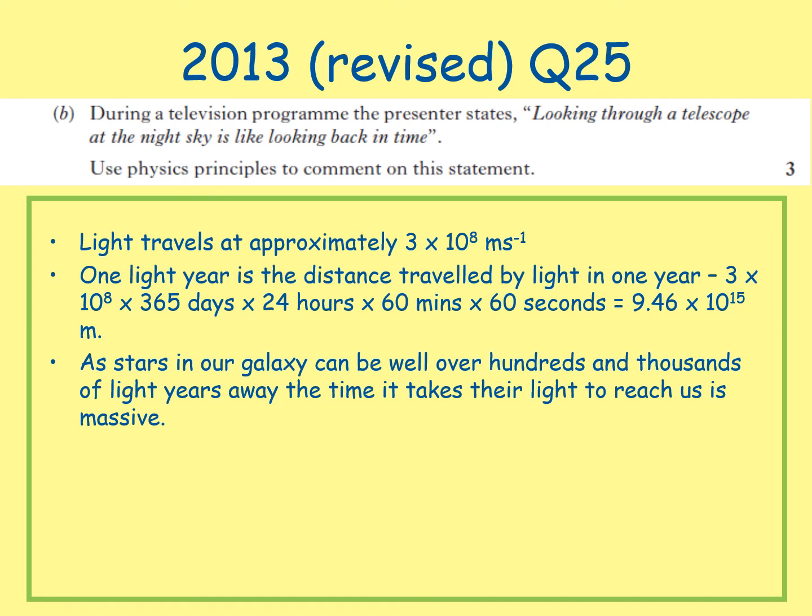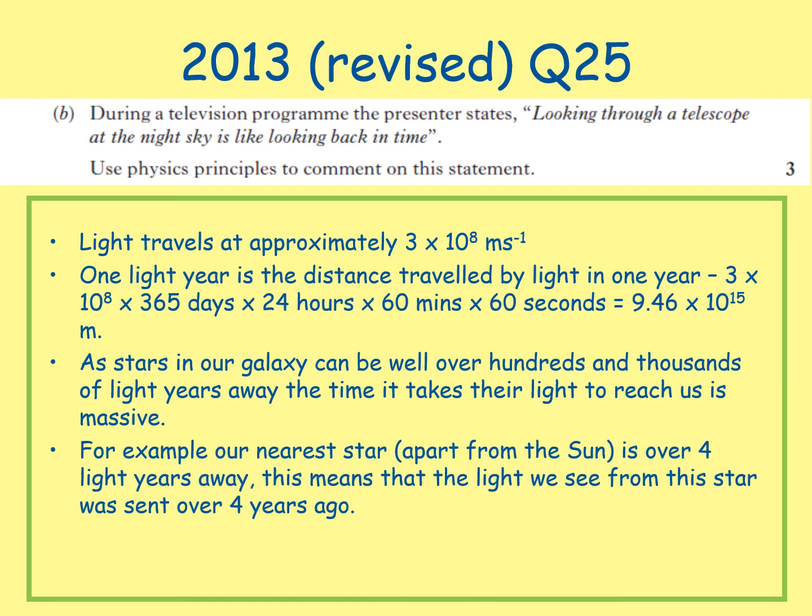As stars in our galaxy can be well over hundreds and thousands of light years away, the time it takes their light to reach us is massive. For example, our nearest star, apart from the Sun, is over 4 light years away. This means that the light we see from this star was sent over 4 years ago. Effectively, we are looking back in time.